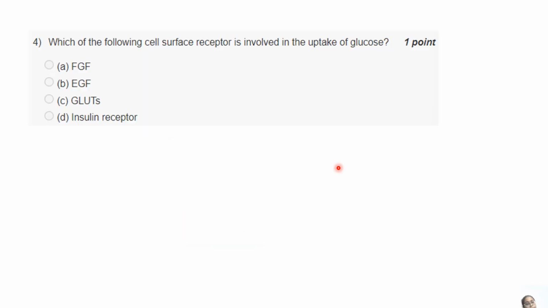Coming back to the question for today: which of the following cell surface receptors is involved in the uptake of glucose? It is GLUTs, definitely. I'll wait for 5 minutes over here. If you have any doubt regarding this, we can discuss, or we'll move ahead to the next question after 5 minutes.